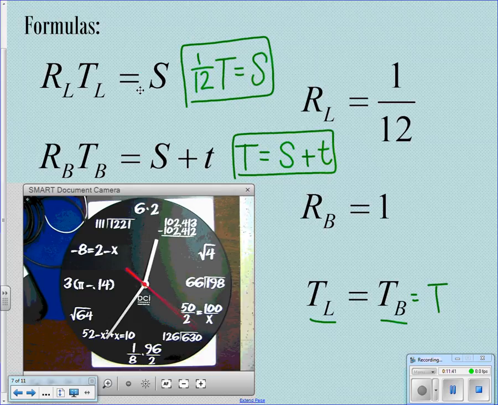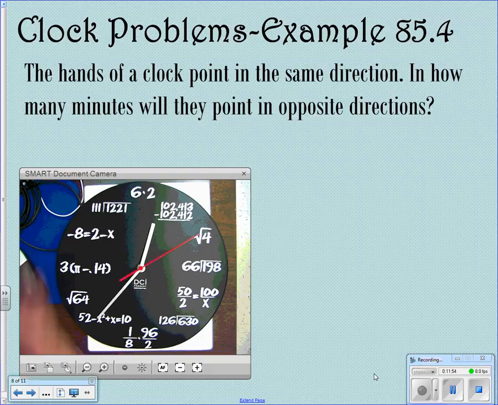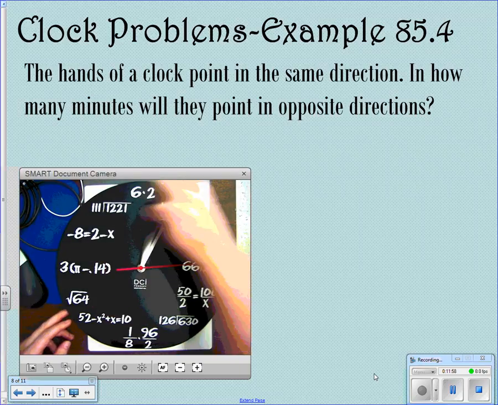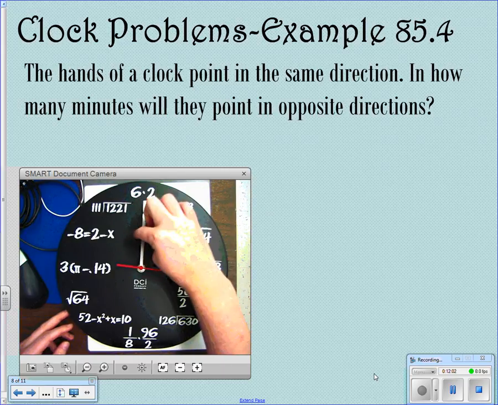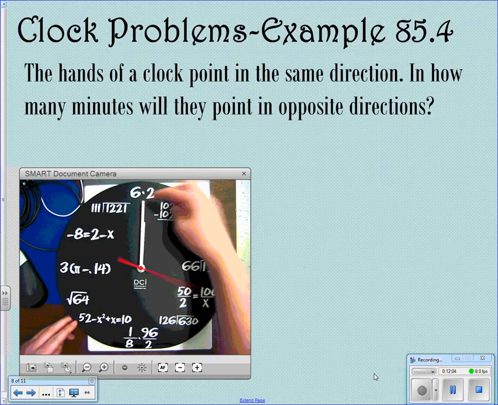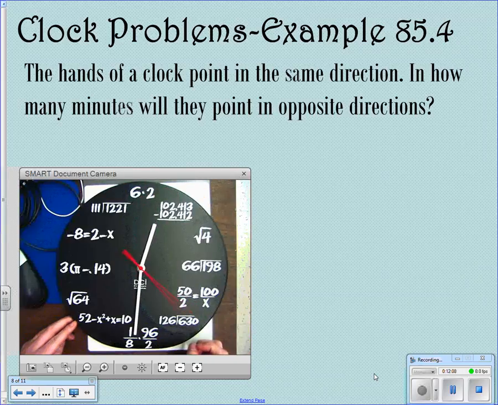So we're going to look at the first example of this one. It says the hands of a clock point in the same direction. In how many minutes will they point in opposite directions? So on this one, you would think if I started it at noon, how long will it take before the hands point in opposite directions? Well, that'd just be moving the minute hand down here, and that'd be 30 minutes.